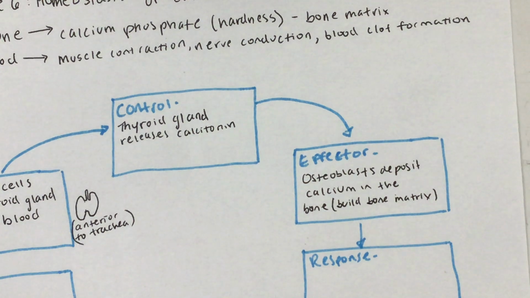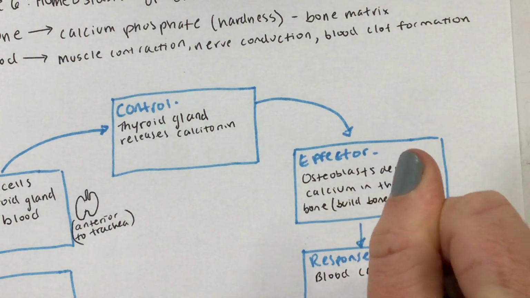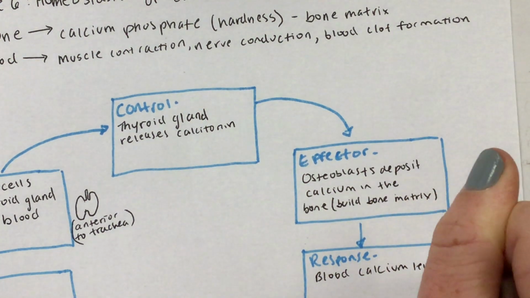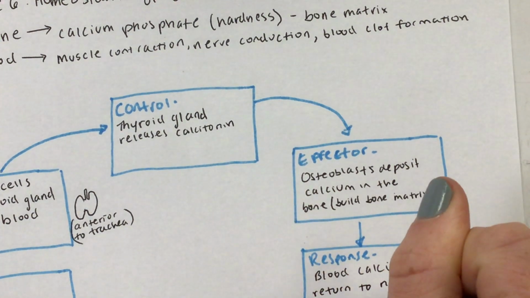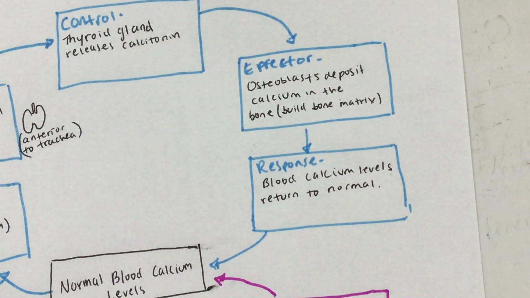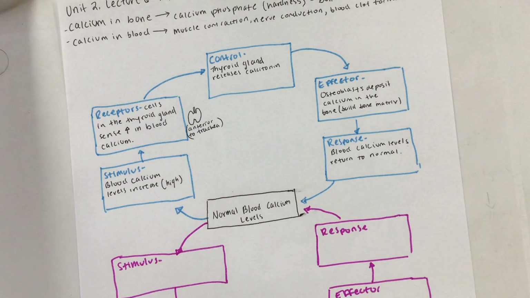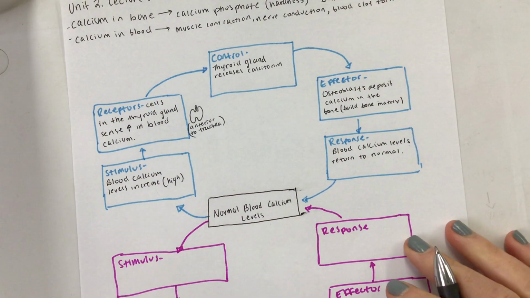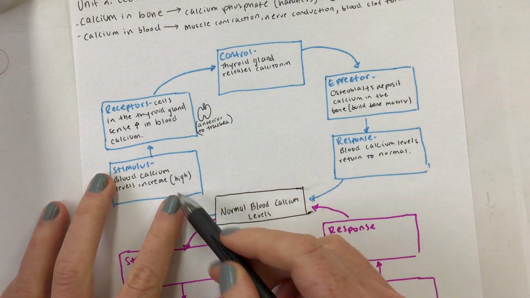Finally, from there, we have our response. Since these osteoblasts just took all this calcium out of the blood and they built some bone matrix, the blood calcium levels return to normal. The blood calcium levels return to normal, and there we are, back at homeostasis. Maybe we should write that this is like, well, no, we'll leave it. Okay, back in balance.